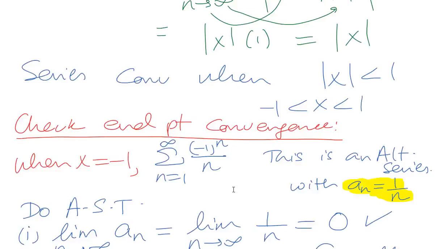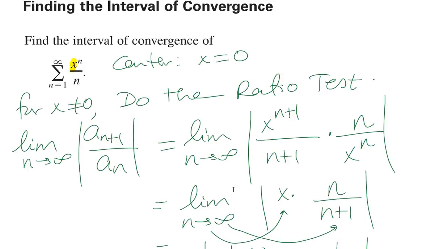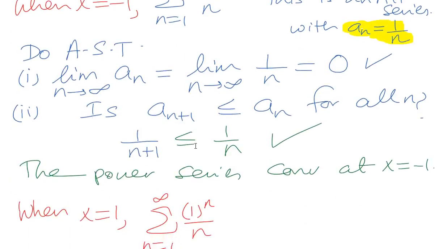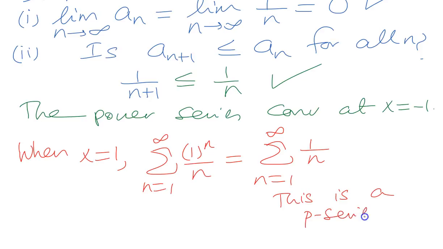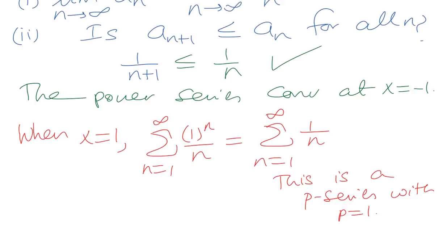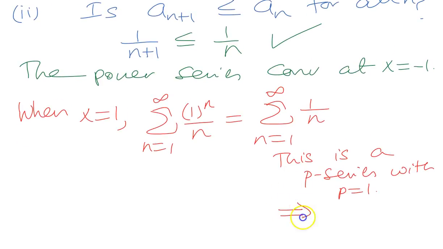Let me scroll back up here, guys. I'm going to the original series here, replacing x by 1 there in the highlighted part, right? Okay, now you can simplify this. This is going to be sigma n equals 1 to infinity 1 over n. Guys, isn't this a p-series, guys? This is a p-series with p-value equal to 1. Is it convergent or divergent? Okay, p-series with p-value equal to 1 is divergent by the p-series test.